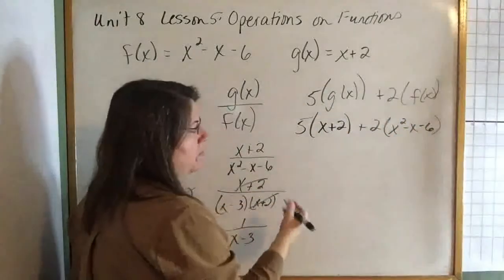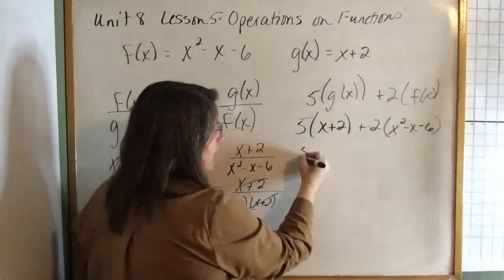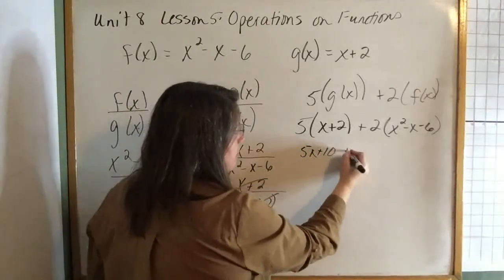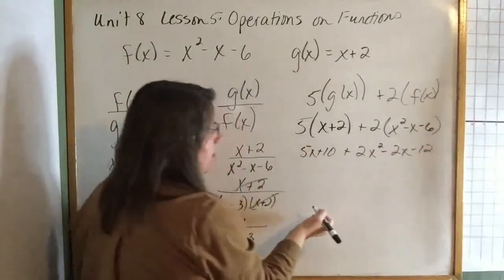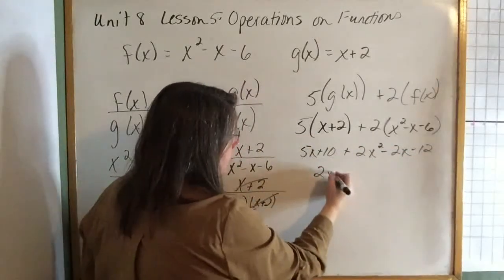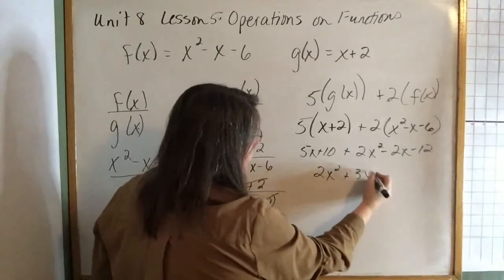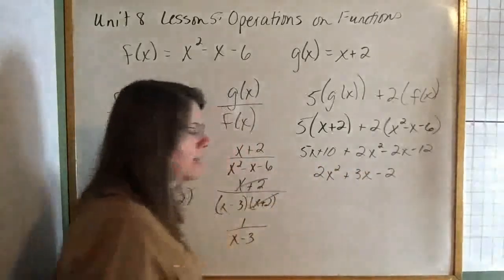And then I'm just going to do the math by distributing. So I have 5x plus 10 plus 2x squared minus 2x minus 12. And then I add my like terms. 2x squared plus 3x minus 2 would be my final answer.